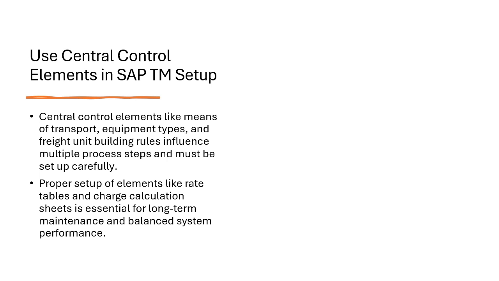Next is the use of central control elements in SAP TM setup. SAP TM central control elements such as means of transport and equipment types affect multiple processes within the system. These elements have to be carefully configured as they influence transportation planning, costing, and resource management, and balance complexity and long-term maintainability, which is also critical in a successful setup.